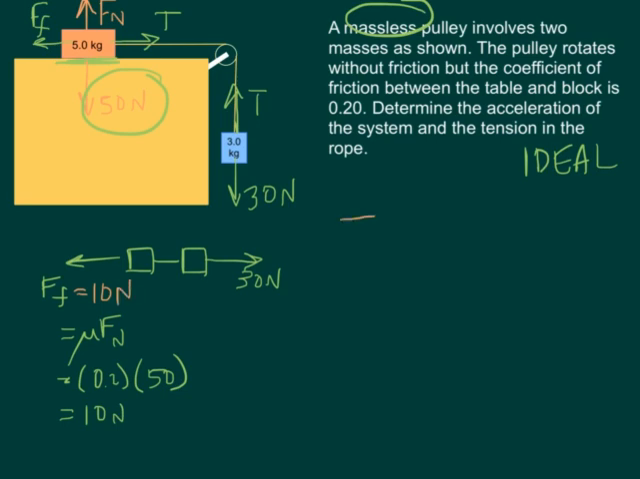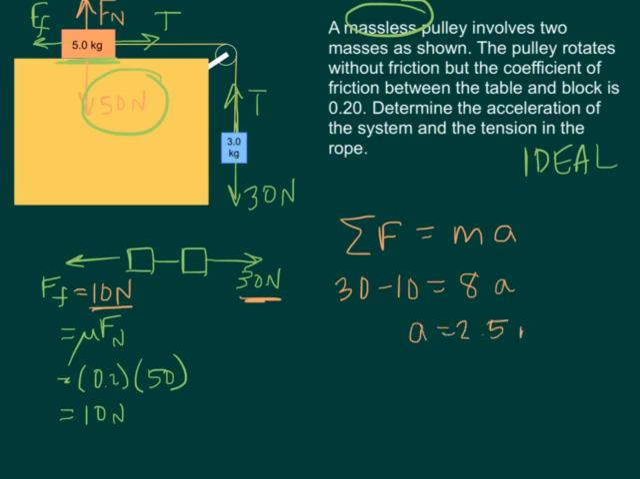So if I want to find the net force on the system, again, I've stretched that rope that's wrapped around the pulley out straight so that I can visualize how there are 30 newtons pulling the system forward and 10 newtons pulling the system back. So I have a net force of 20 pulling the full system, so 5 kilograms plus 3 kilograms is 8 kilograms. And so our acceleration here would be 20 divided by 8, or 2.5 meters per second squared.